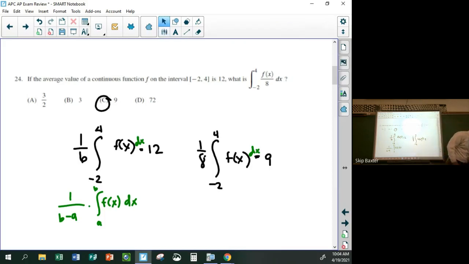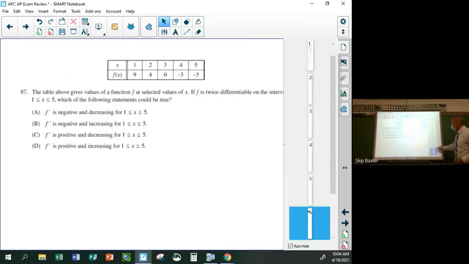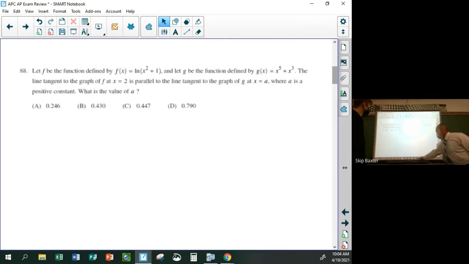Next, John. Okay, 88. So that's a calculator question. You can use the one on the board. So let f be the function found by this, and let g be this other function. The line tangent to the graph of f at x equals 2 is parallel to the line tangent to the graph of g at x equals a. What is a?